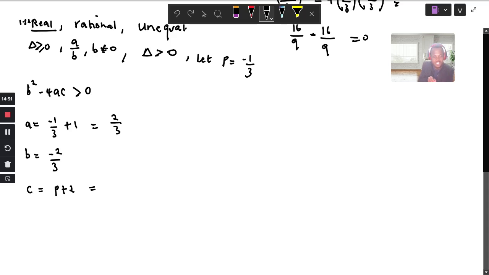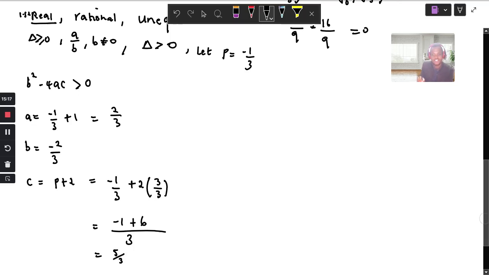So now let us check. So it's minus 1 over 3 plus 2. Just multiply this thing by 1, so this one will be 3 over 3, which is minus 1 divided by 3. So this one times this one becomes plus 6. So it becomes 5 over 3.